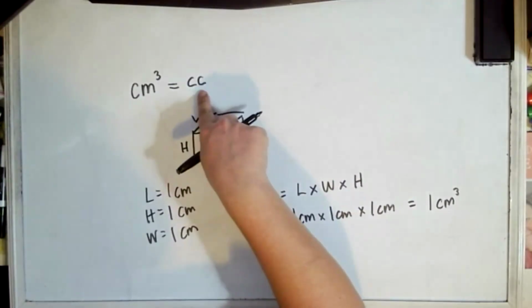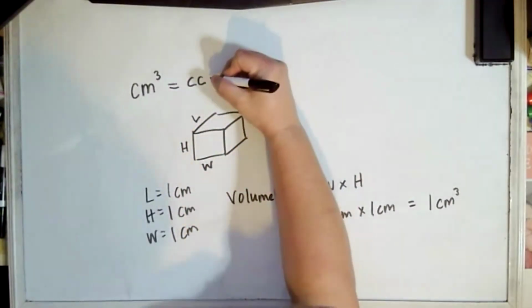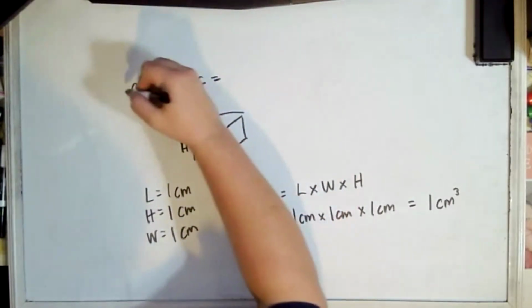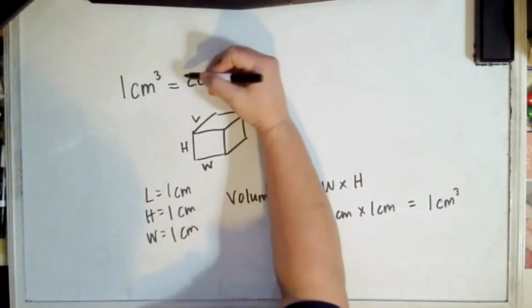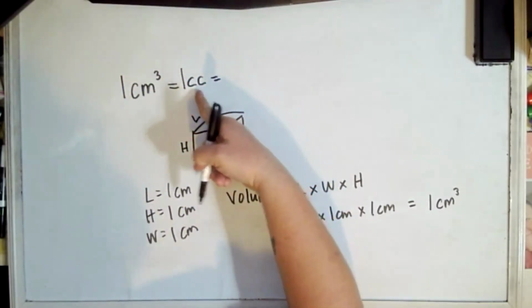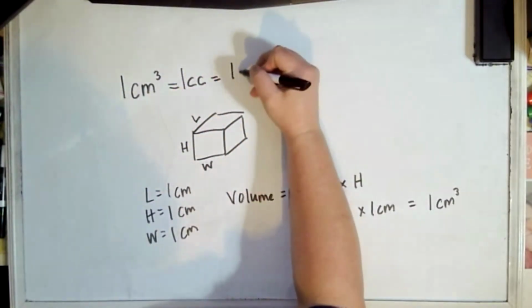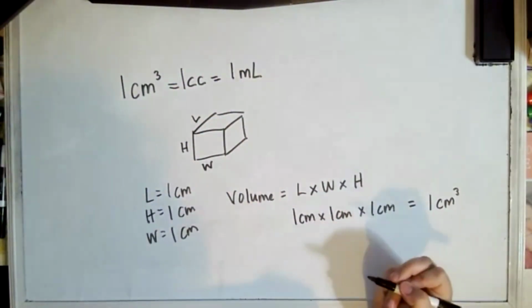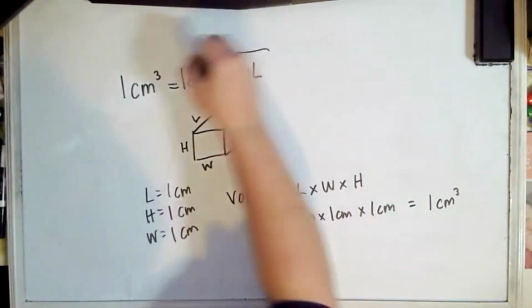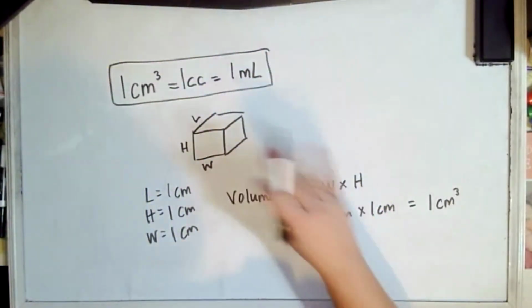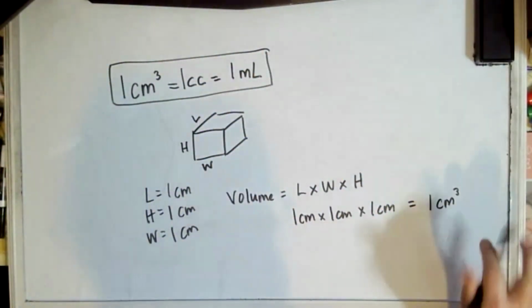What a cubic centimeter is also equal to is 1 milliliter. So 1 cubic centimeter and 1 cubic centimeter written as cc, those are the same thing. 1 cubic centimeter is also equal to 1 milliliter. All right. All three of these things are equal in volume. They all mean the same thing.